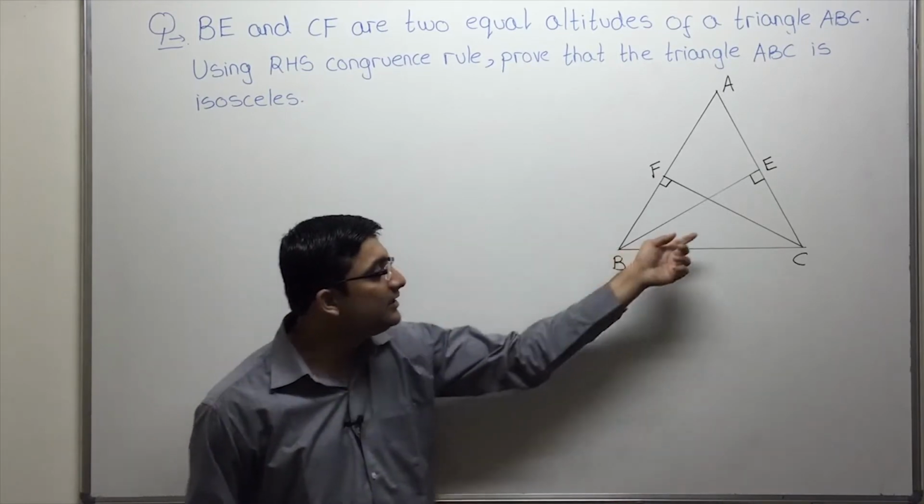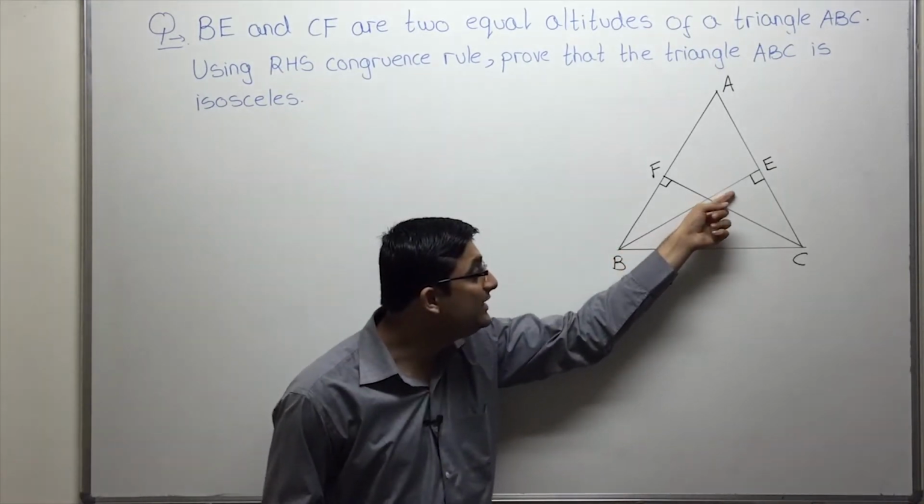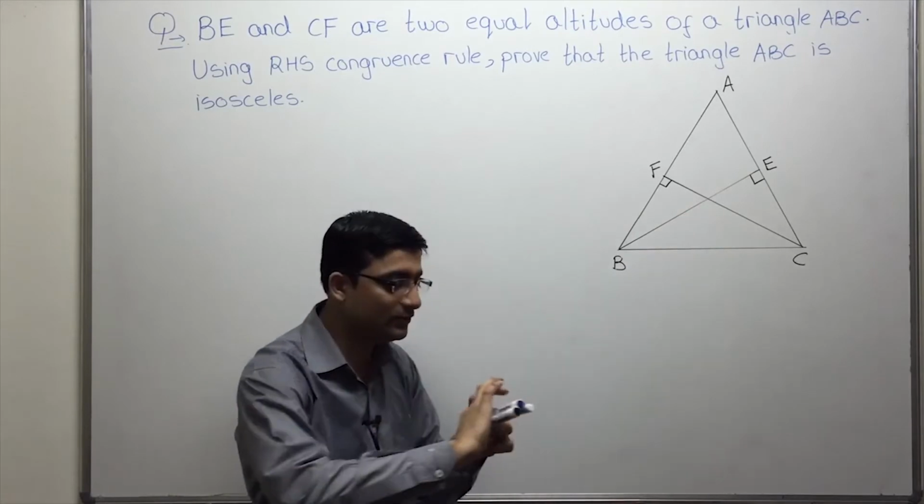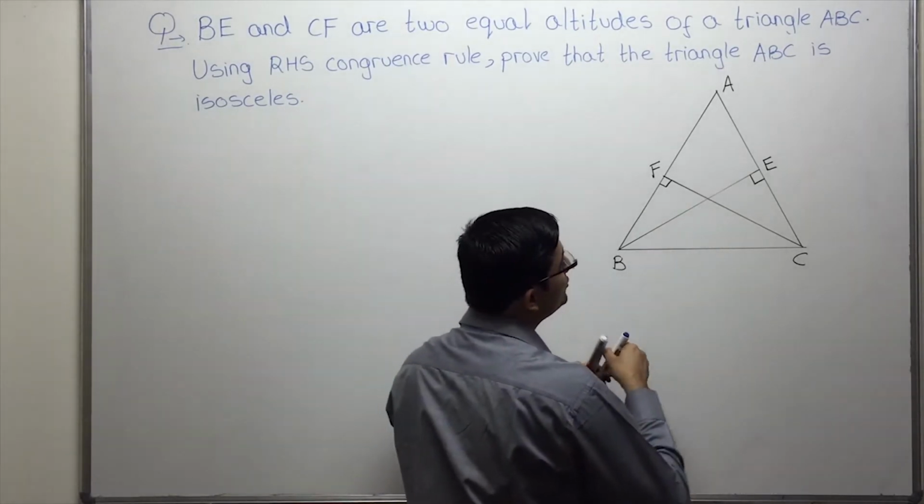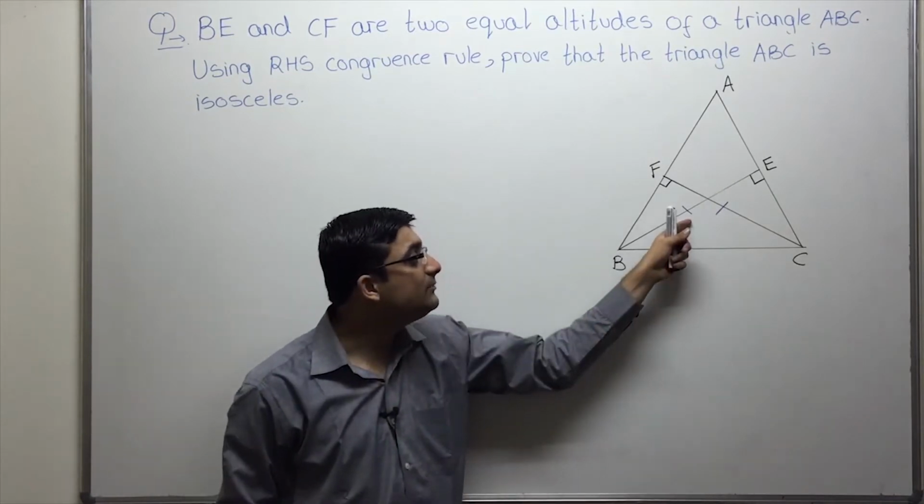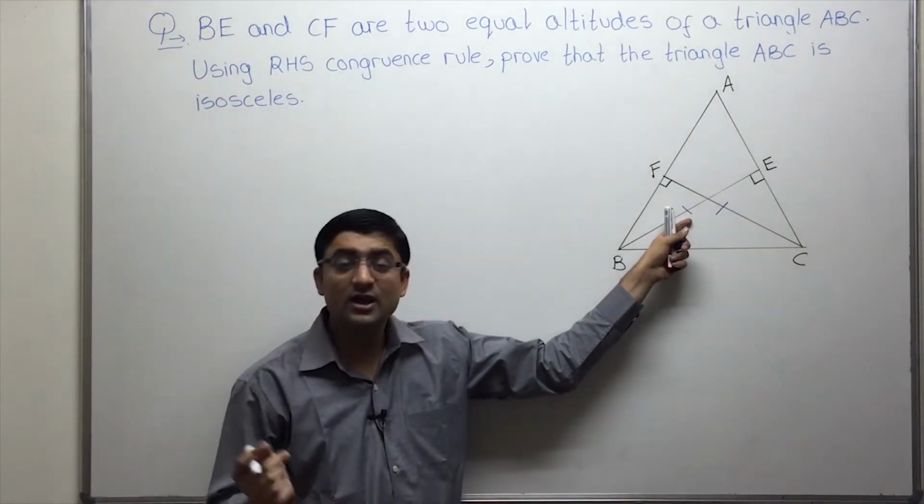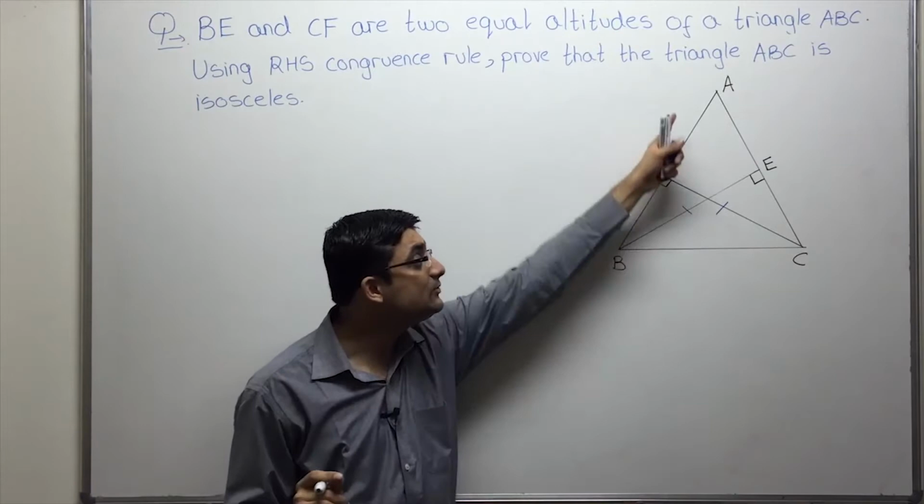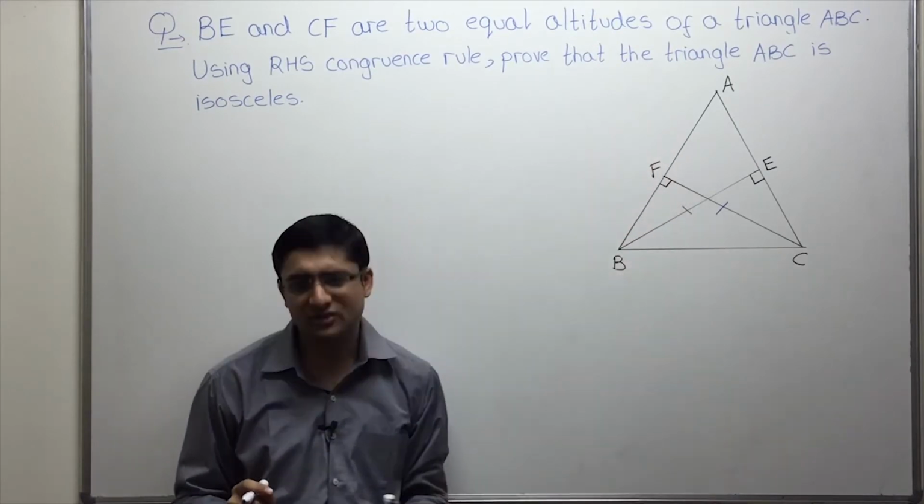What are we given? Here we have a triangle ABC. Here BE and CF are two equal altitudes. So the moment I see equal altitudes, mark them. That is, BE is equal to CF. Now what do we have to prove? We have to prove that triangle ABC is an isosceles triangle.